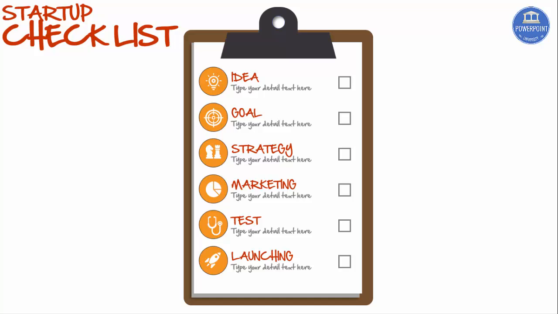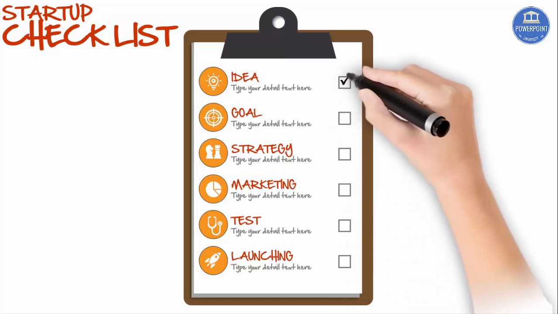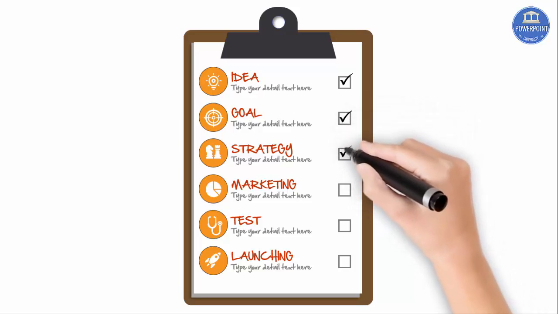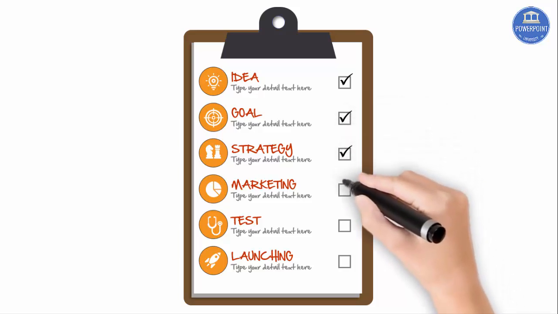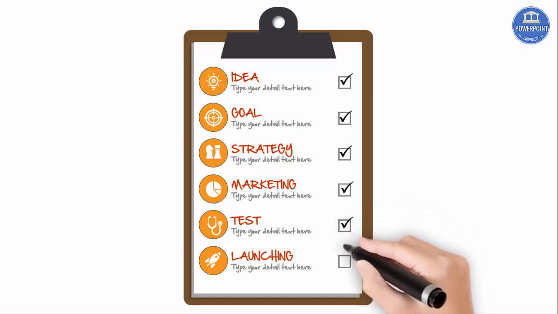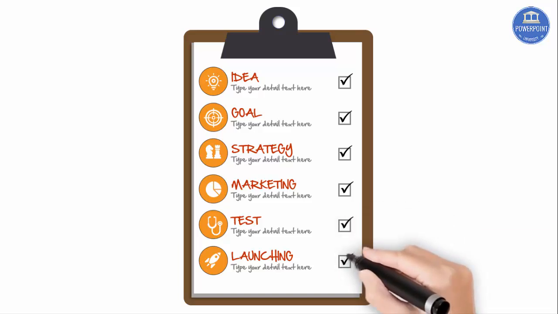Again, to fill it, I have used a hand which I've downloaded from the internet, and this is how it works. When I click, the hand will come and it will just put a tick mark there, and when I click, the hand image goes down and then it will tick the second one. Likewise, it will go to the third, which is the strategy and the marketing, the fourth, test, and the last one is the launch.